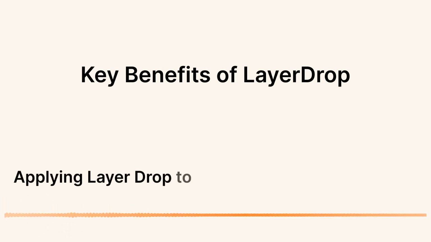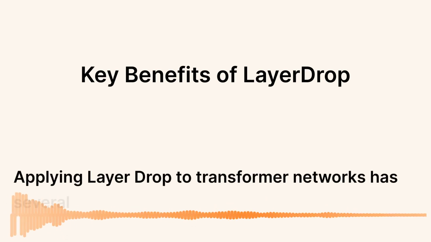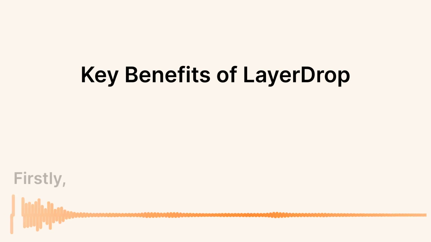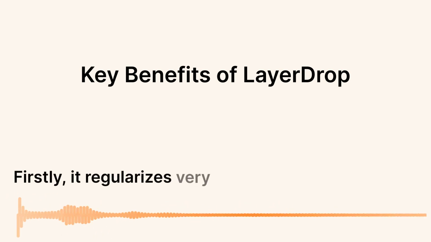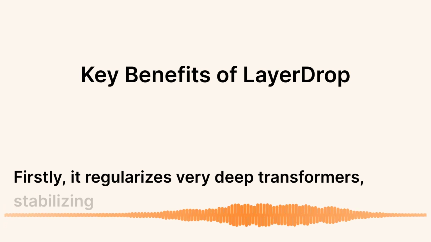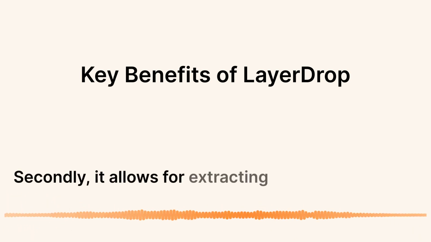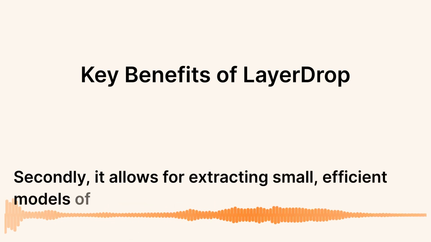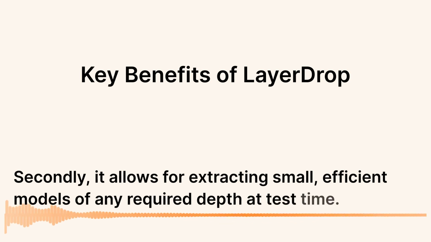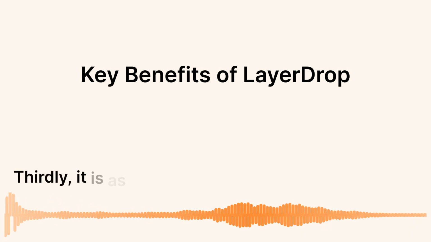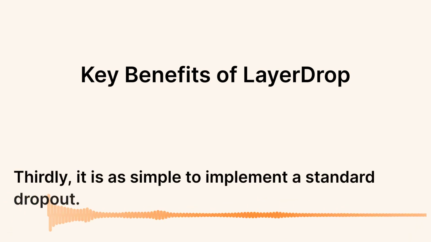Applying LayerDrop to transformer networks has several key benefits. Firstly, it regularizes very deep transformers, stabilizing their training. Secondly, it allows for extracting small, efficient models of any required depth at test time. Thirdly, it is as simple to implement as standard dropout.